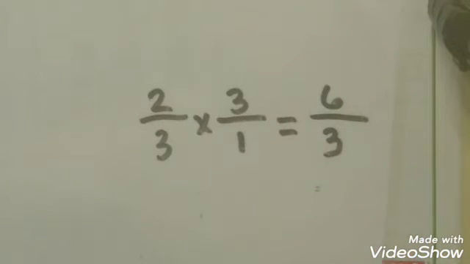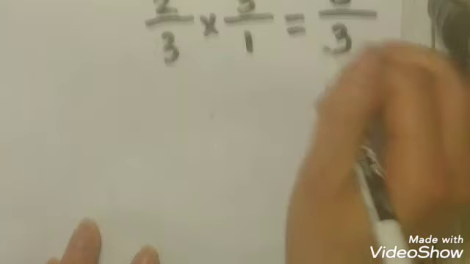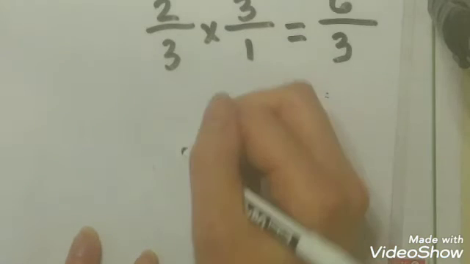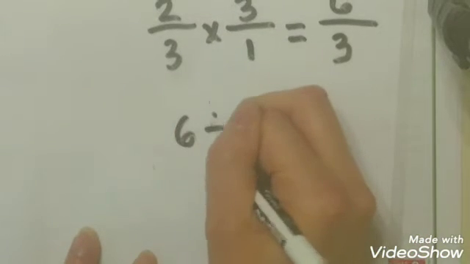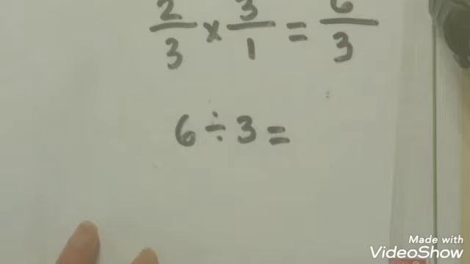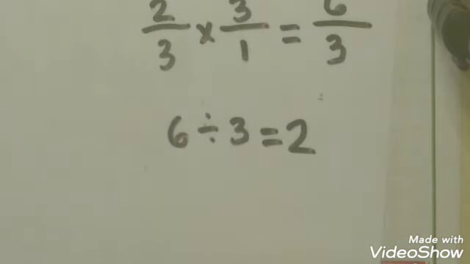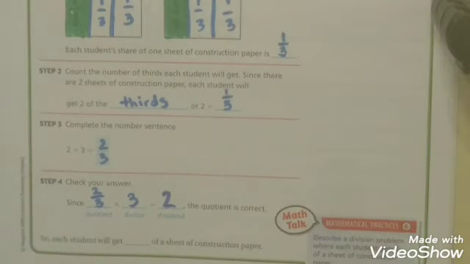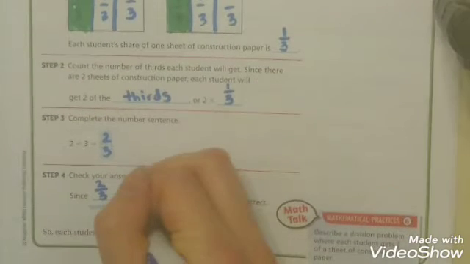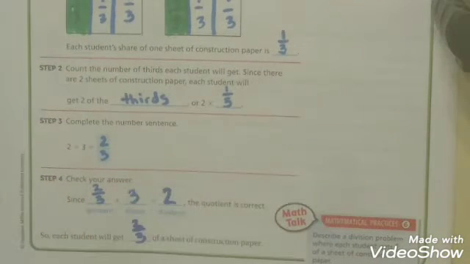And to finish, I can divide my numerator by my denominator. And I know that 6 divided by 3 is 2. So that tells me that I am correct. And 2/3 times 3 is equal to 2. So the quotient is correct, which means that each student will get 2/3 of a sheet of construction paper.